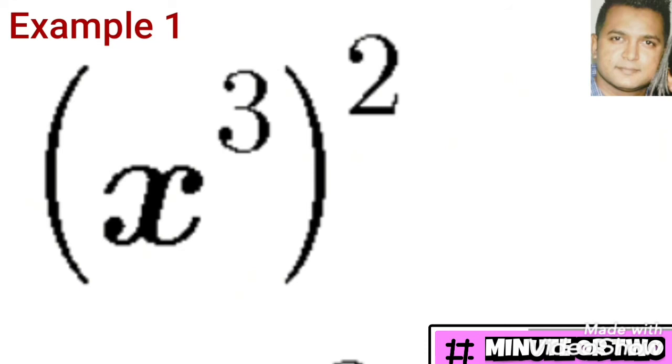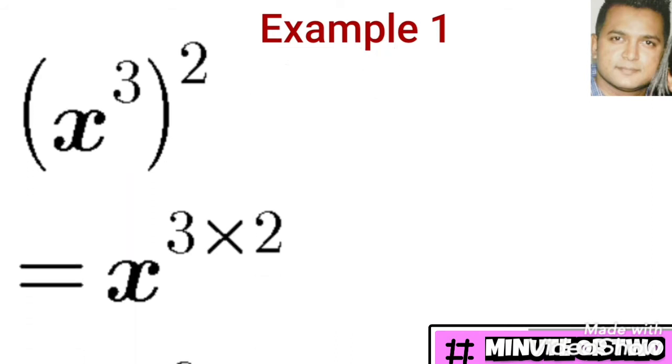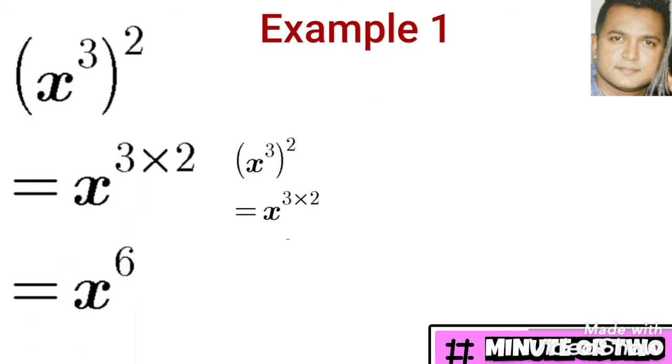Looking at the first example, we have a power being raised by another power, so we know we have to apply the law that we just discussed, and therefore we would get the 3 being multiplied by the 2, and we will arrive at x to the power 6 as indicated.